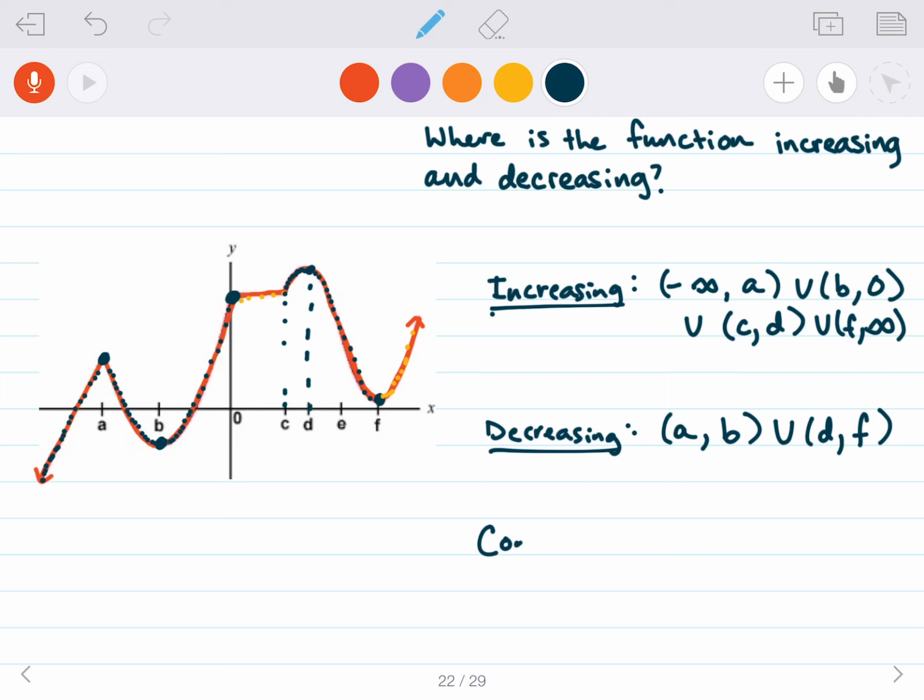Now let's talk about where is it constant. I don't have this on here, but let's talk about it anyway. It's only constant where the height remains stable. So it's constant from x equals 0 to x equals c. The height doesn't change.